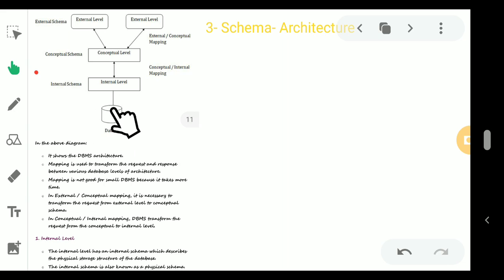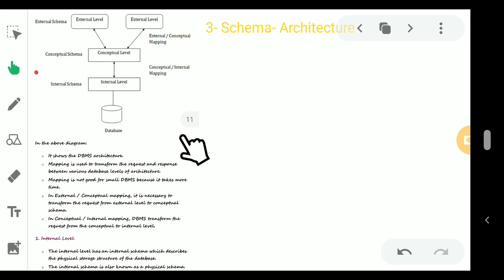There is a database. Above this there is an internal level, that is known as the internal schema. Then the next level is a conceptual schema, and it is known as the conceptual level. And then there is an external schema, that is the external level. In these 3 levels it is divided.